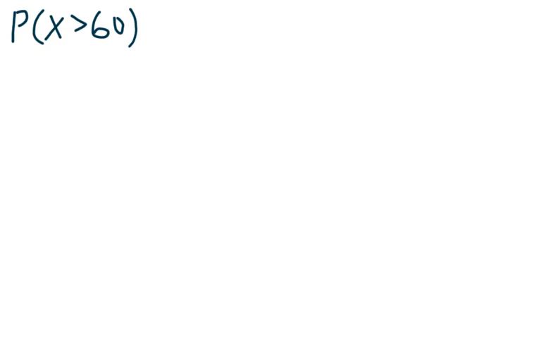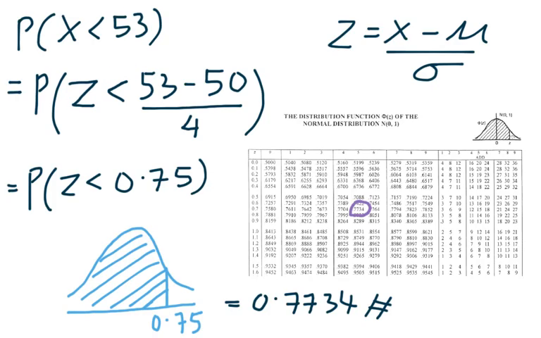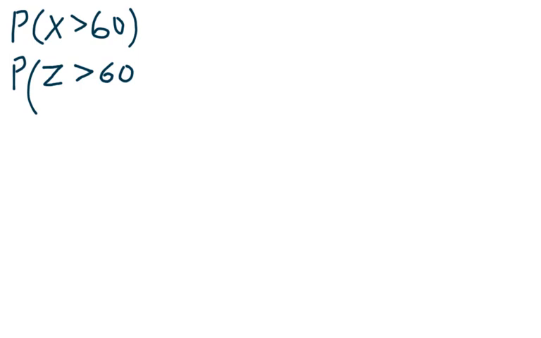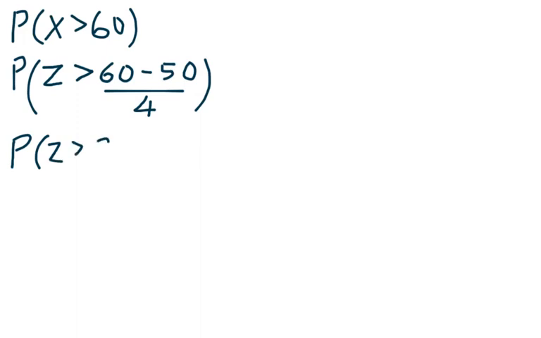So we have P. Now we transform into Z, so we no longer have X. We use the same symbol, which is greater than, and then 60 minus mu, which referring back to the question is 50, divided by sigma, which is 4. Then we can calculate the value of Z, which is 2.5. So we have Z greater than 2.5.